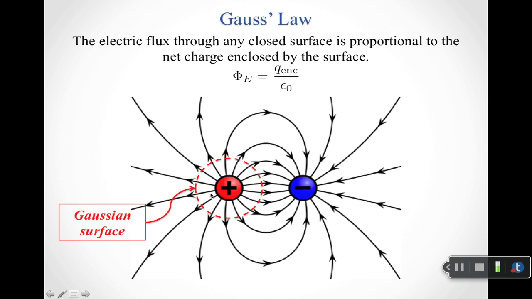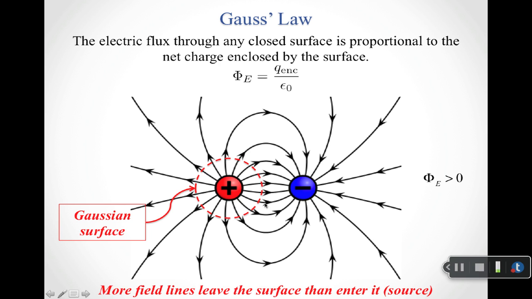So you'll notice here's a situation where basically all the field lines through my Gaussian surface are pointing outward. So they're going outward through my Gaussian surface. This is a situation where I have positive electric flux. So what this means is I have a positive value for the electric flux through a closed surface when more field lines leave the surface than enter it. One way that you may hear people talk about this is to say that your Gaussian surface contains a source.